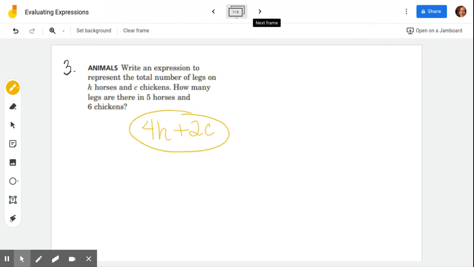Now they want me to go ahead and do the math if we know that there's 5 horses and 6 chickens. So I'm going to take 4 legs times 5 horses plus 2 legs times 6 chickens. 4 times 5 is 20. Order of operations, I need to do the multiplying before I add. 2 times 6 is 12. Add them together, there would be 32 animal legs in all.